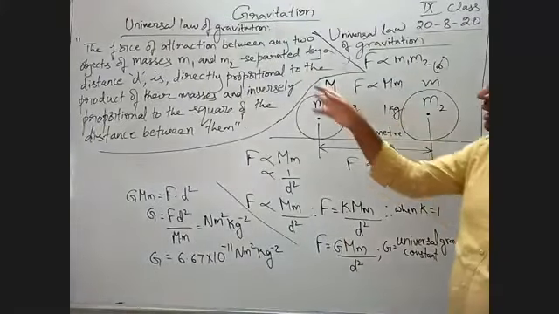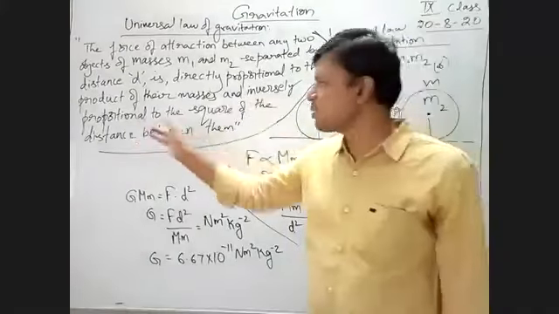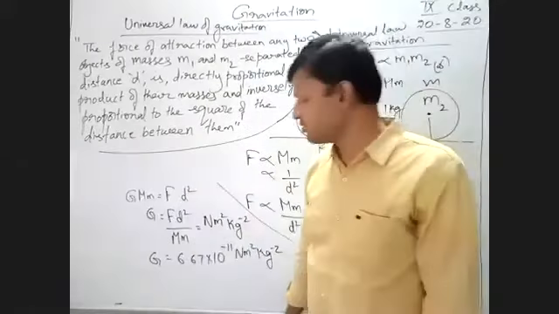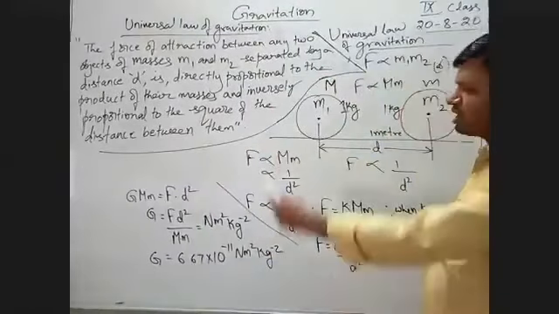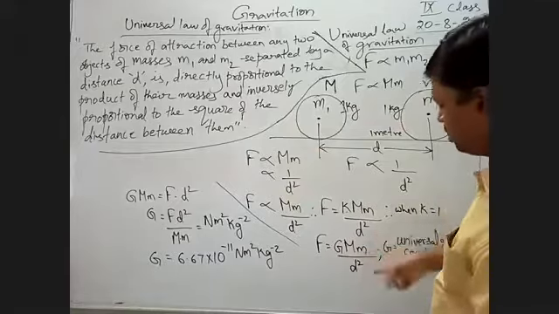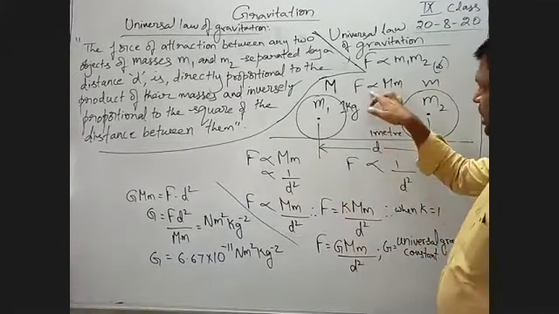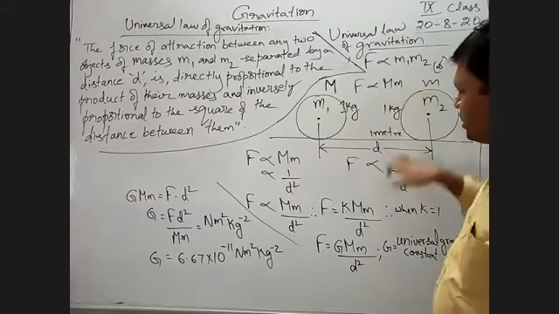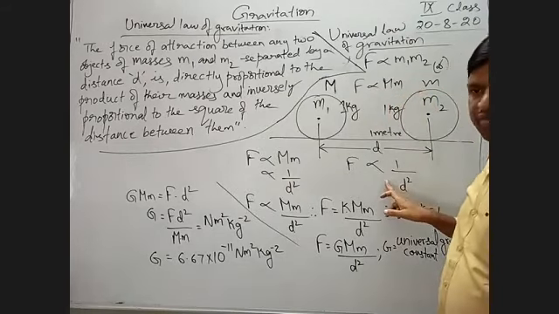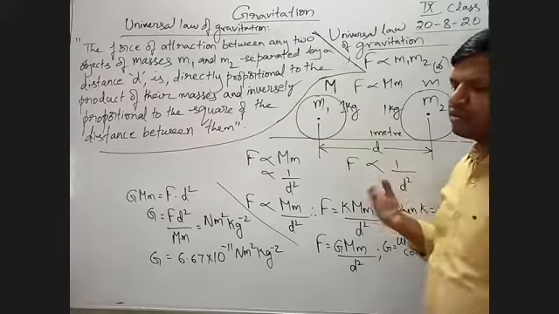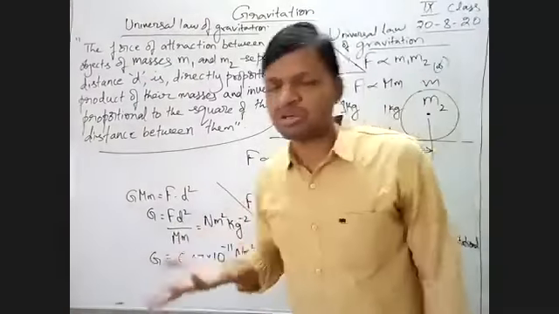And what is that? It is inversely proportional to the square of the distance between them. So directly proportional to the product of their masses, inversely proportional to the square of the distance between them. We have the same even in other types of forces also, electromagnetic.